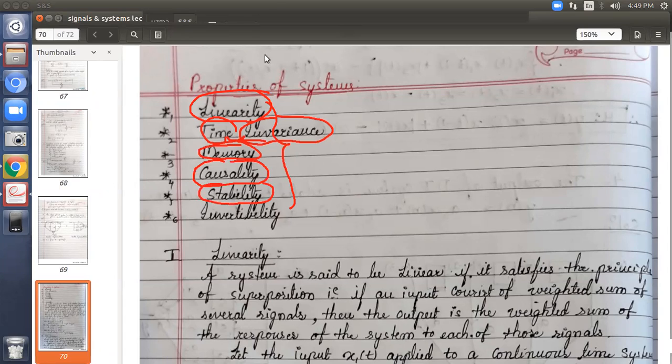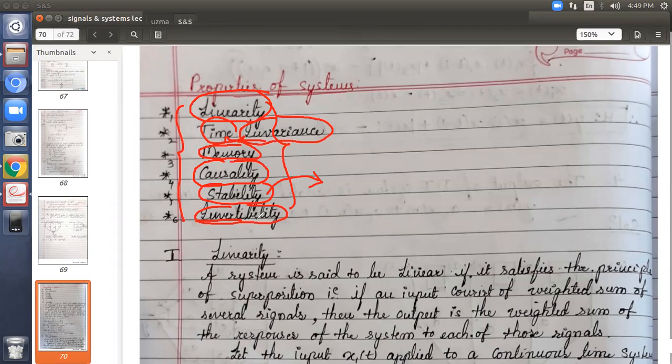Stability. I hope you have studied control systems. In control systems, you might have come across stability. How do you say whether any control system is stable or unstable? Depending on, I guess, poles and zeros, Bode plots, poles and zeros, you determine the stability of the system. And invertible, invertibility. Invert means what? Reciprocate. So all these terms are very known terms to you. So hopefully it might not be a problem for you to understand these properties.